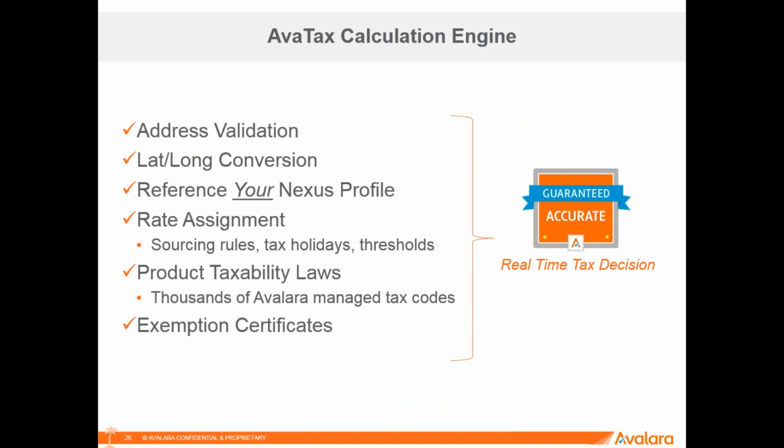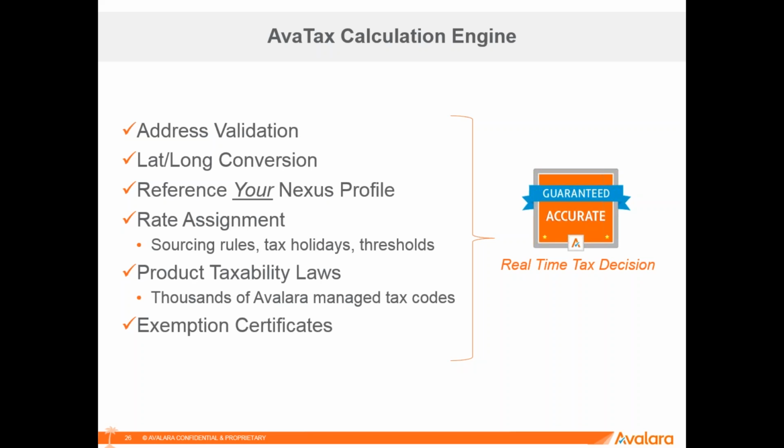Service, we do a whole lot of things in about 1/10 of a second. Just some quick highlights. We do address validations. We convert latitude, longitude coordinates because we don't want to use your zip code to figure out what rate we assign. We must know exactly where that transaction is going from and shipping to. We reference your Nexus profile. Where does your business claim to need to collect tax?